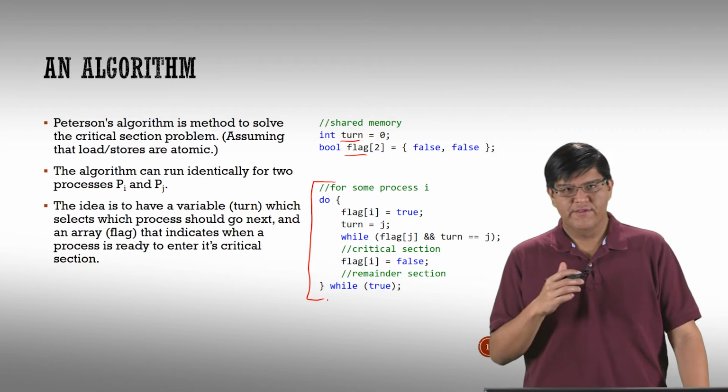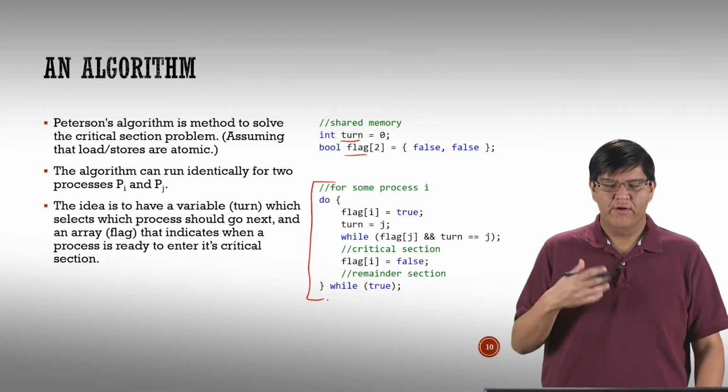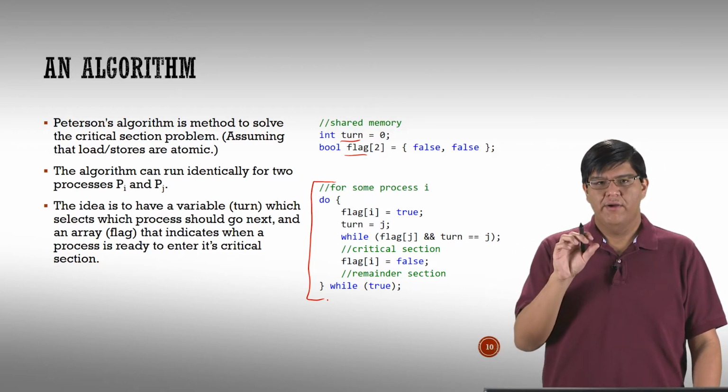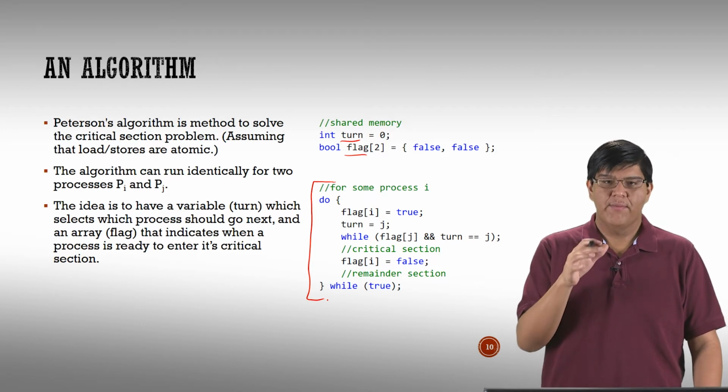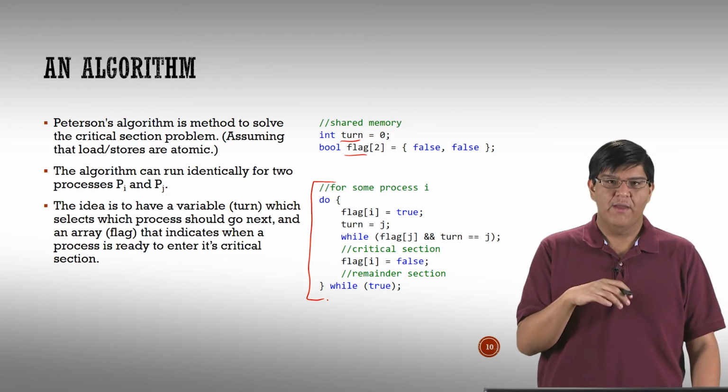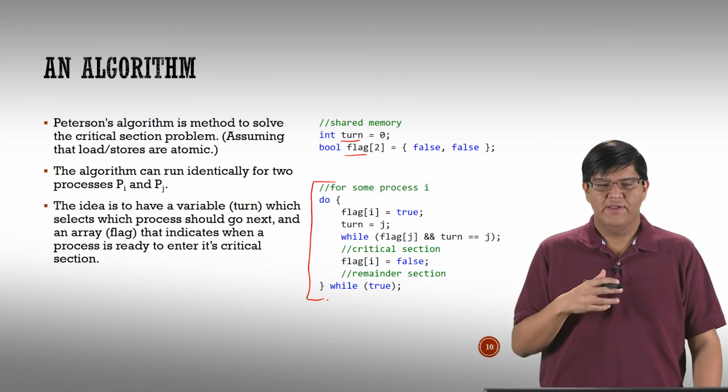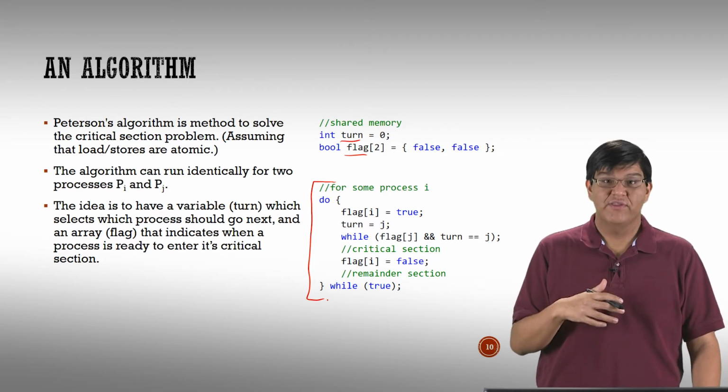All right, so basically I have this loop because I want my processes to run over time and try to do their thing. Now, this code is effectively going to be the same in my two processes, process I and process J. Process I refers to myself, and process J refers to the other one.